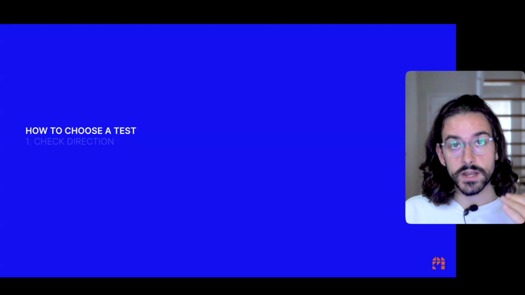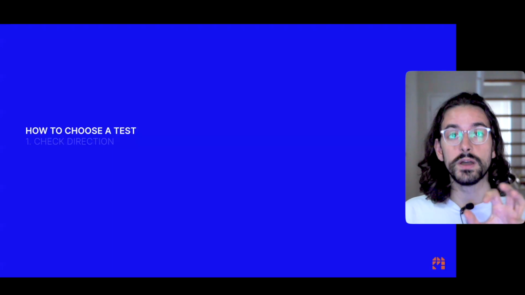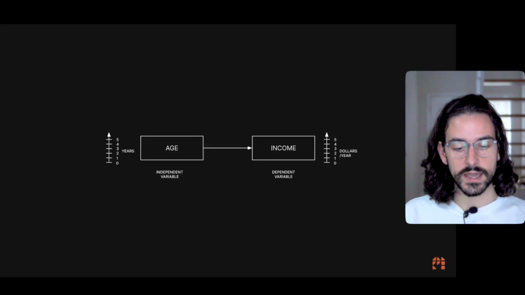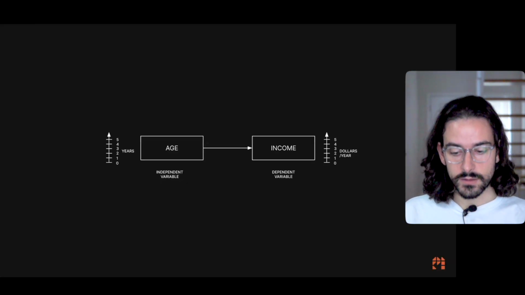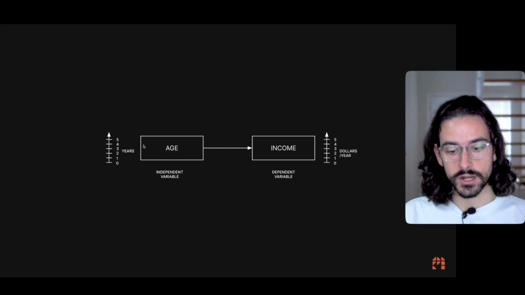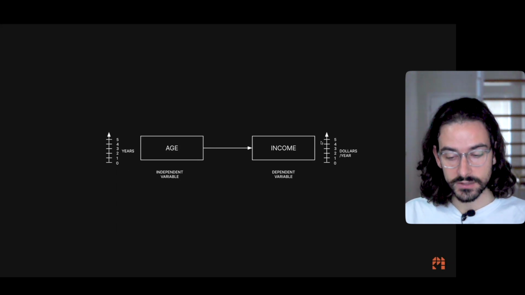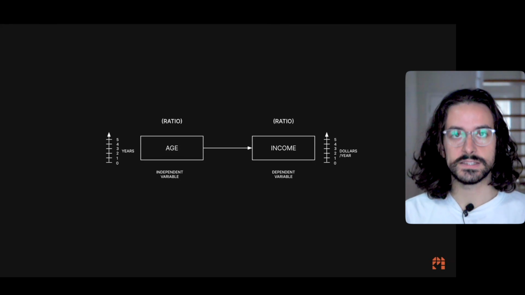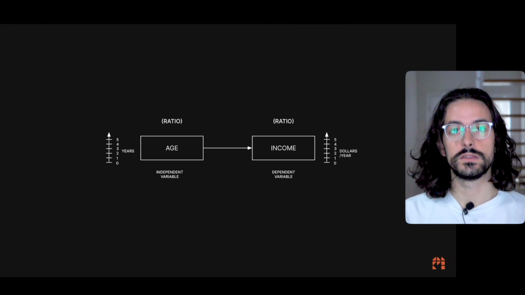So now that we checked direction and we have a smaller scope of possible tests we could choose, we're going to look into levels of measurement. Okay, so age and income, right? Age here is measured in ratio, because it has a meaningful 0. Income here is also measured in ratio. So let's go look at the test that allows us to do this analysis here.